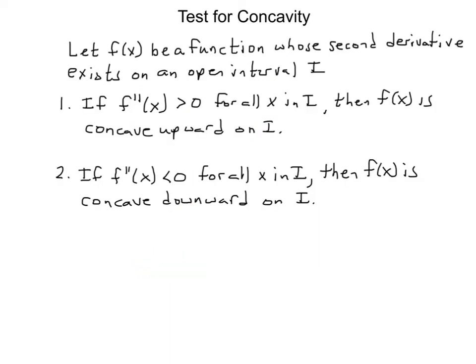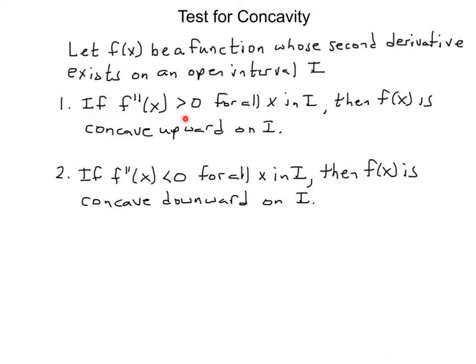So how do we test for concavity? Well, we're going to use the second derivative. We're going to let f of x be a function whose second derivative exists on an open interval I. The second derivative must exist if we're going to be able to determine anything about concavity. If f double prime of x is greater than 0 for all x in I, then f of x is said to be concave upward on I. If that second derivative is less than 0 for all x in I, then the function is concave downward on I. Make sure you notice that.